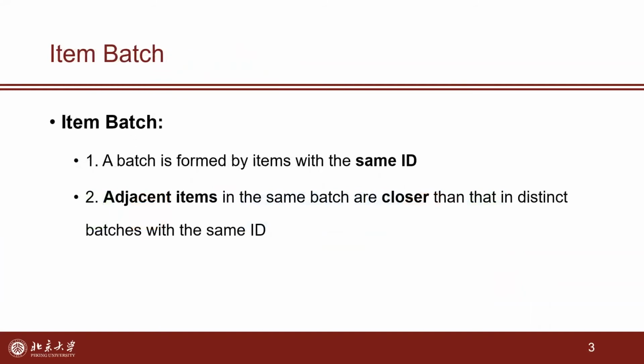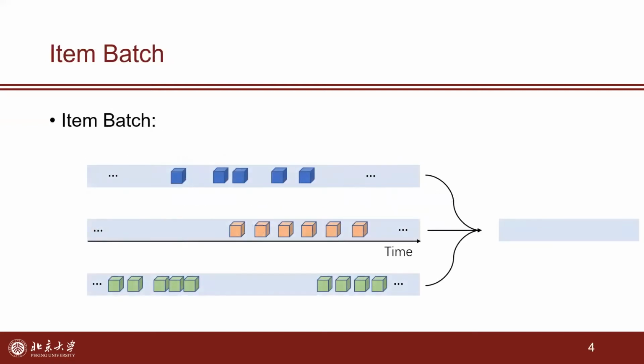Here, we give a brief definition of what item batch is. A batch is formed by items with the same ID. Adjacent items in the same batch are closer than those in distinct batches with the same ID. Item batch pattern can be generated by various reasons, both by machine actions and human user behaviors.